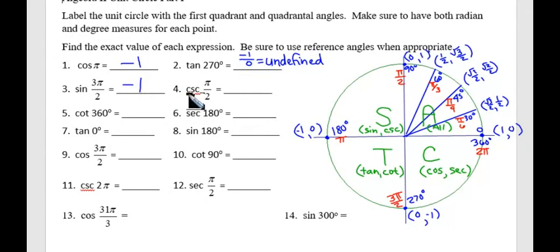All right, I'm going to do cosecant just to kind of remind you how to do an inverse. If I'm doing cosecant, that is the inverse of sine. So what I need to do is first find sine of pi over 2, and then I am going to find the inverse of that answer. Well, sine of pi over 2 is 1. The inverse of 1 is also 1. So cosecant of pi over 2 is 1.